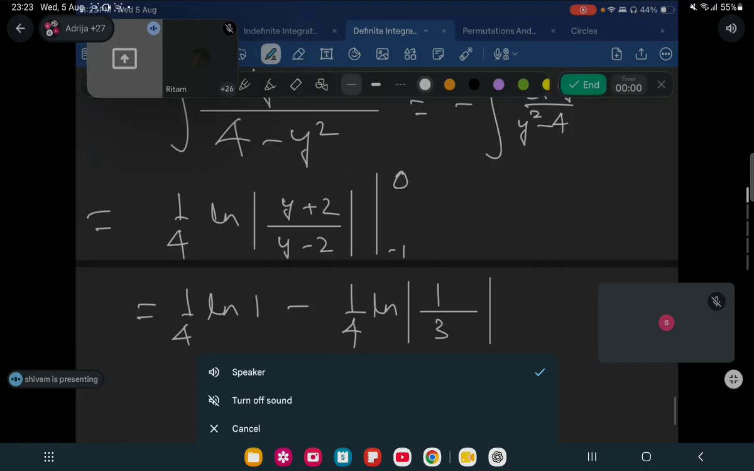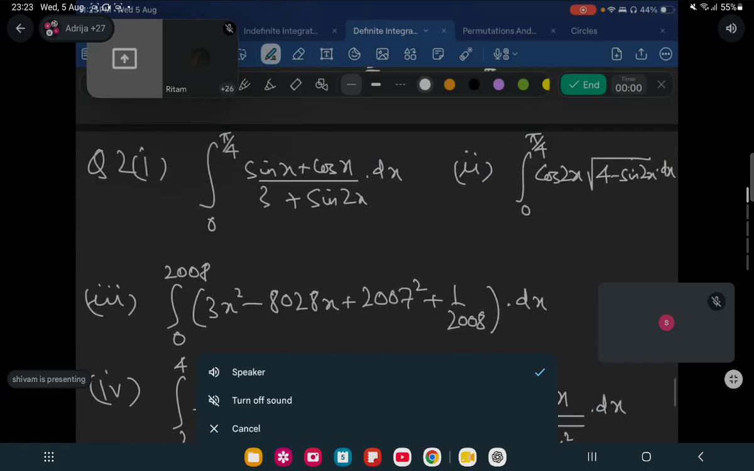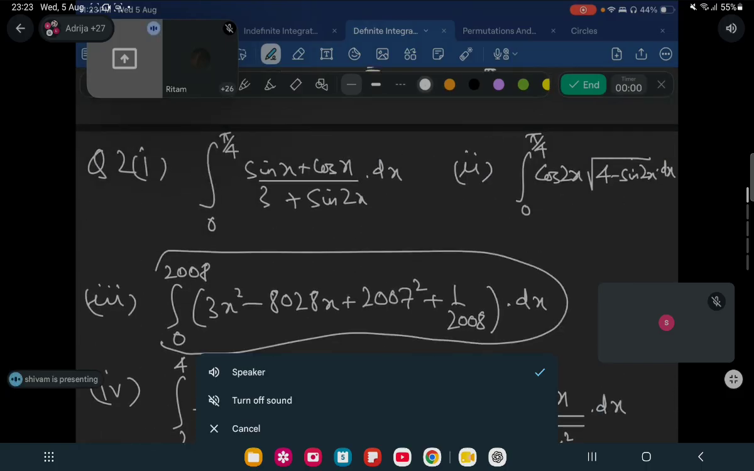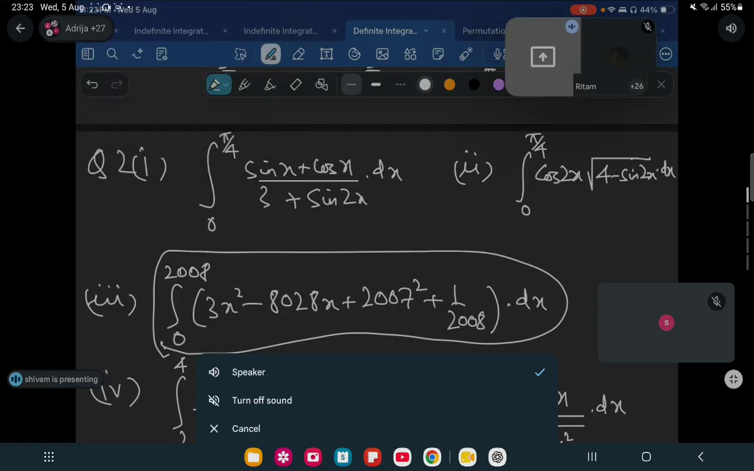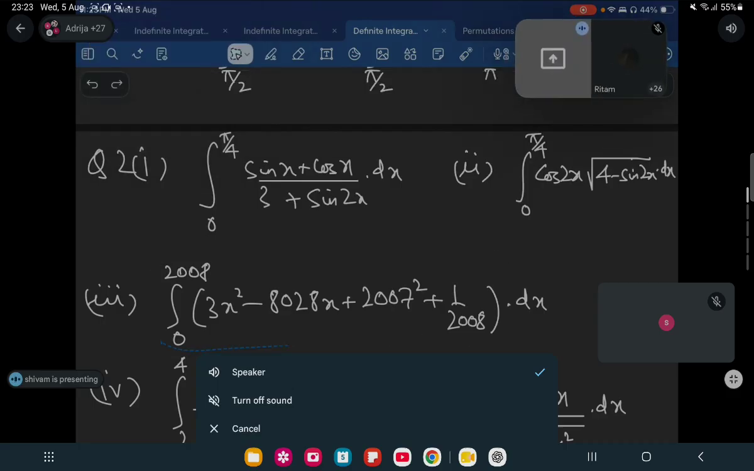Okay, part 3. Part 3 is integral from 0 to 2008, 3x square minus 8028x plus 2007 square plus 1 by 2008. Okay, let us start.